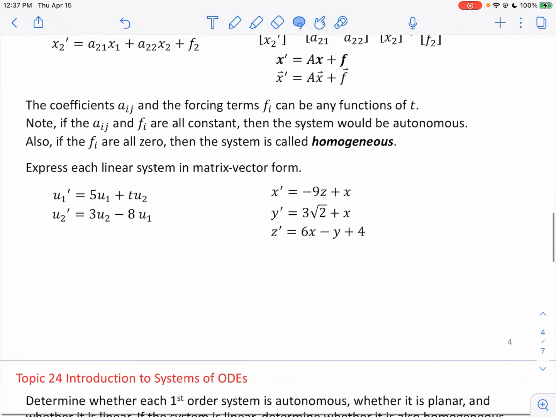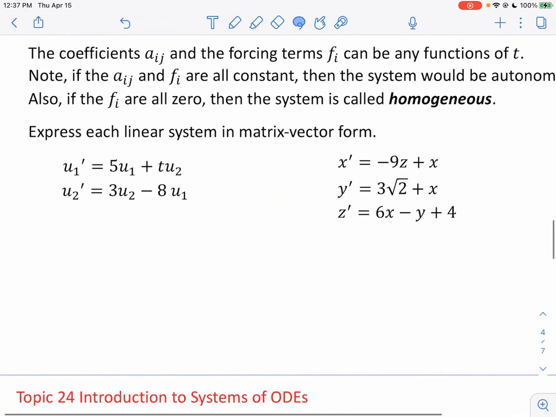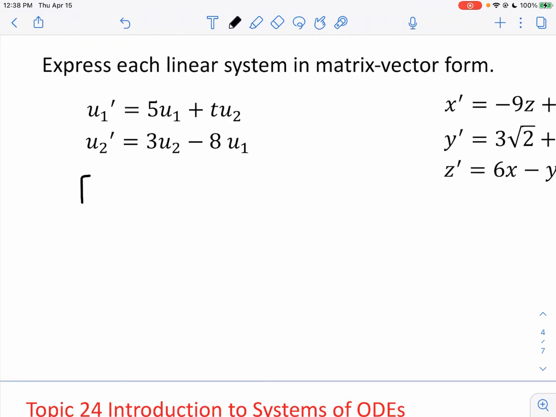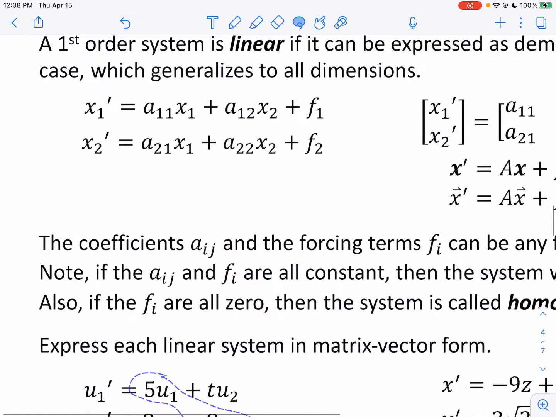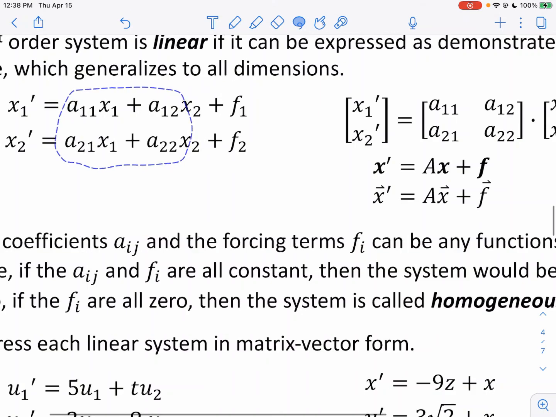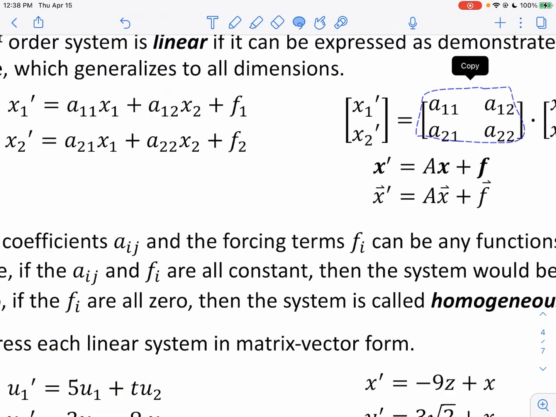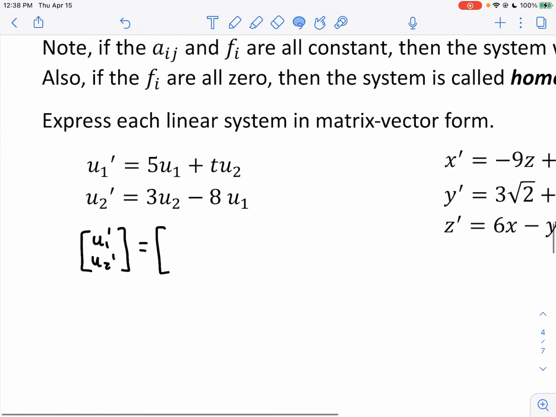So get a little bit of practice here. We're going to express each linear system in matrix vector form. Okay, so I'm going to write the left side as a vector instead. So u1 prime and u2 prime is equal to, and there's going to be a coefficient matrix. Now, things you have to be careful about is that the u1 coefficients are lined up. Notice up here that the x1s and the x2s line up correctly so that the matrix of coefficients winds up oriented correctly. So we have to do a little bit of unscrambling here.